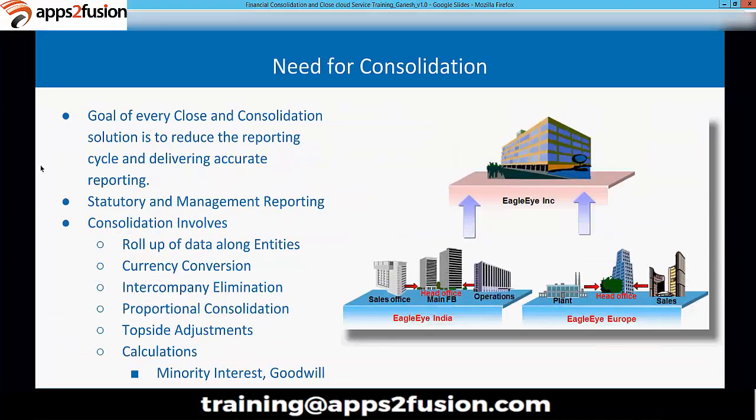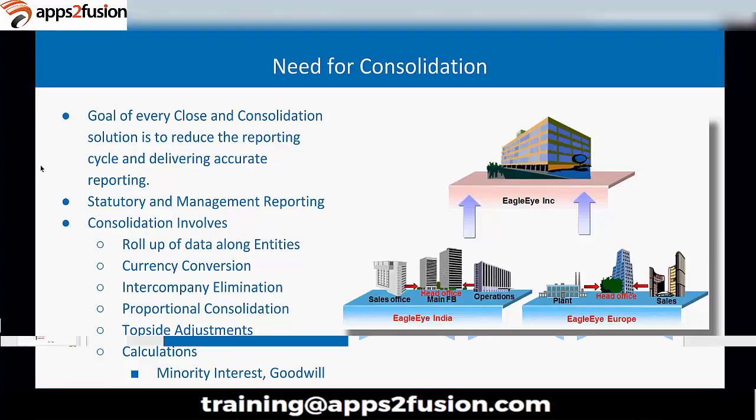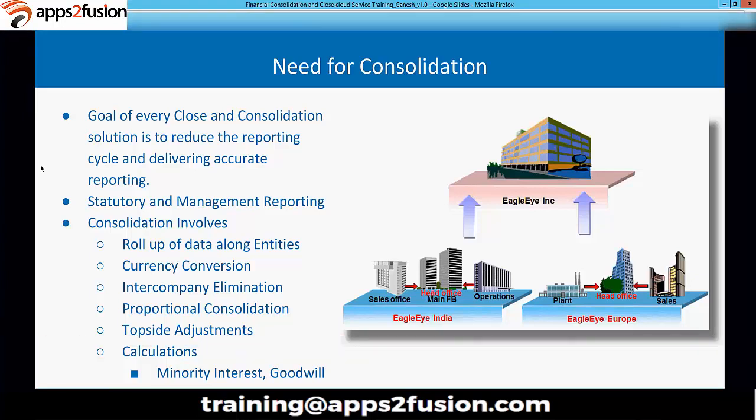Right? Now, what is the topmost goal of a consolidation system? There are two primary goals of a consolidation system. One is to reduce the reporting cycle. Now, if you are a company that is listed on the stock exchange, some stock exchanges mandate you to generate your financial statements 21 days from your quarter close, for example. So there is a time element attached to your financial close cycle. So the consolidation systems help you to reduce the reporting cycle time, right?